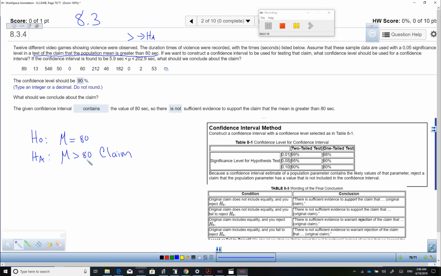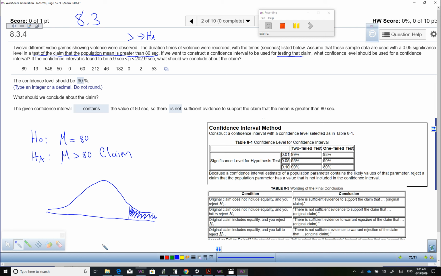Okay, it says if we want to construct a confidence interval to be used for testing the claim, this is another way to test a claim using confidence intervals. What confidence level should we use for a confidence interval? So in this particular situation, we have a right tail. We have a right tail because of this inequality, so we know we have a right tail.